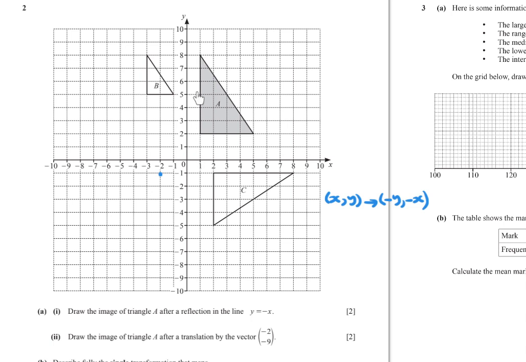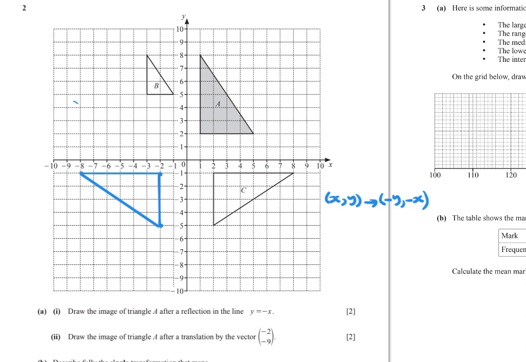For this point 1 and 8 it will be negative 8, negative 1. Flip the coordinates and change the sign. For this point 5 and 2, it will be negative 2 and negative 5. Now join them. So this is the image by reflection in the line y equals negative x. Or you can draw the mirror line and deduce the image for each point.